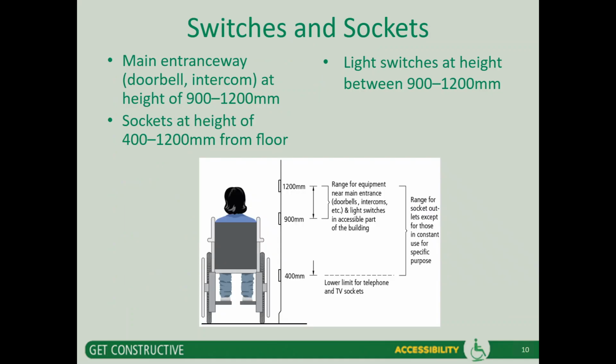Same thing, we have the likes of switches and sockets. These also must be considered. Your main entranceway, your doorbell, your intercom, any of these should be between 900 and 1200 millimeters high. Sockets at a height of 400 to 1200 from the floor. Anything below 400 millimeters is considered too low. Anything above 1.2 meters is considered too high. The optimal range for most appliances, like the switches, is around 900 to the 1200 mark. So the likes of your doorbells, your intercoms, your light switches, any of this kind of stuff should be between the 900 and 1200 mark.